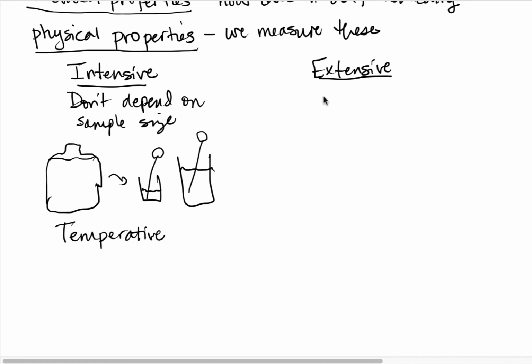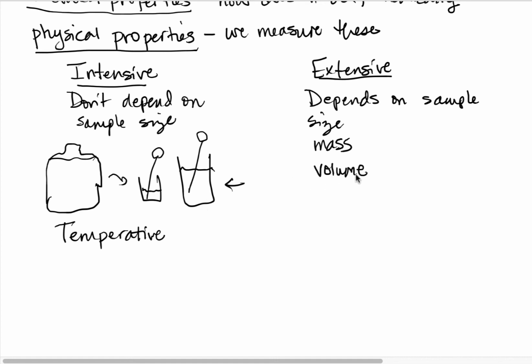An extensive property, you probably can figure out, does depend on the sample size. So, for example, if I were to look at these samples of water and I were to determine the mass of each of those, you know that the one that has more water in it is going to weigh more. The same thing is true about volume. If I took the volume of both the small amount of water and the large amount of water, we know that the large amount of water is going to have a larger volume. And so these would be examples of extensive properties.